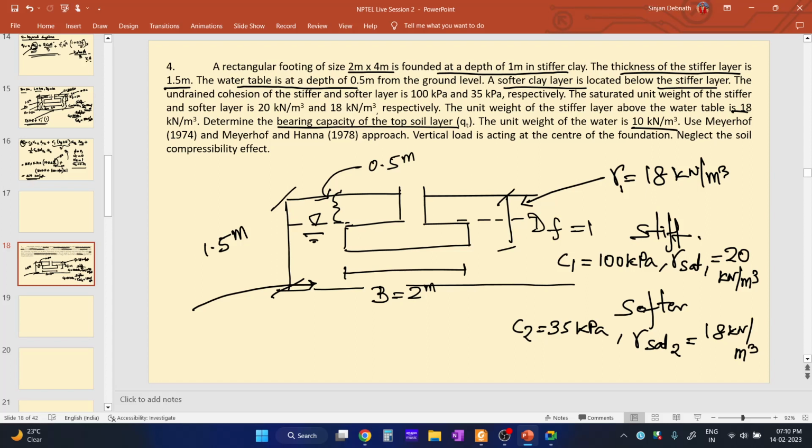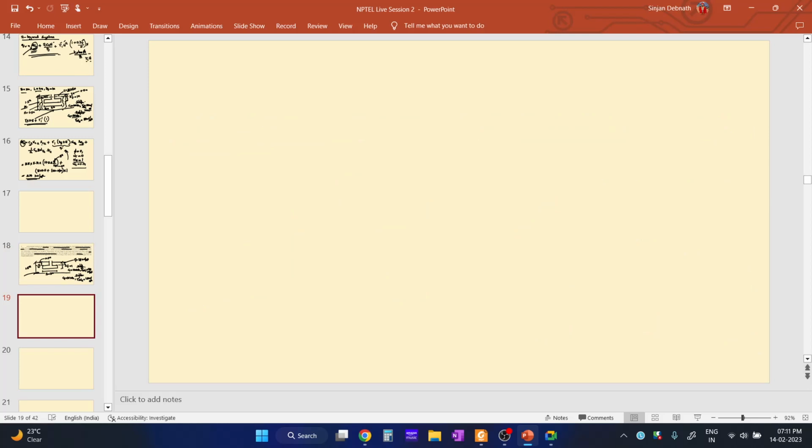We need to use the Meyerhof and Hanna method. Vertical load is acting at the center of the foundation. That means there will be no inclination factor, and neglect the soil compressibility effect. That means no compressibility factor should be incorporated, so CQ and C gamma are not needed. So now, for the top layer, we need to find out the bearing capacity only for the top layer, that is QT.